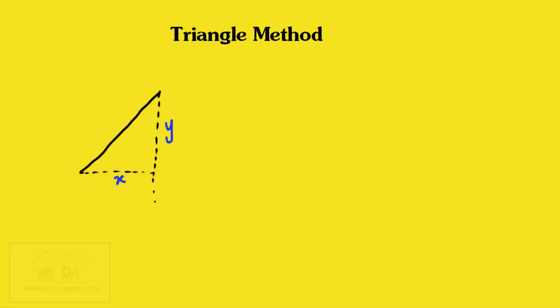And the key thing here is when you have a line, in order to determine its gradient, you form a triangle as follows. I'm going to call the gradient m. The gradient is given by y divided by x. That's all. It's the length of this vertical line divided by the length of this horizontal line.